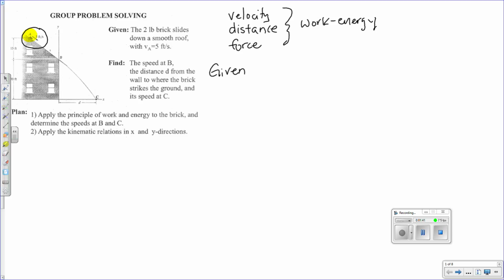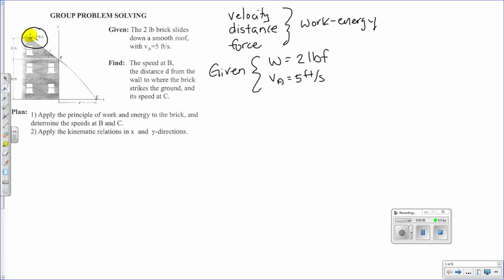What's given here is the weight of the block is 2-pound force. We also know that the block is moving at 5 feet per second at that given moment at A. So it's moving with an initial speed of 5 feet per second down the roof itself. Okay? So how do we proceed?